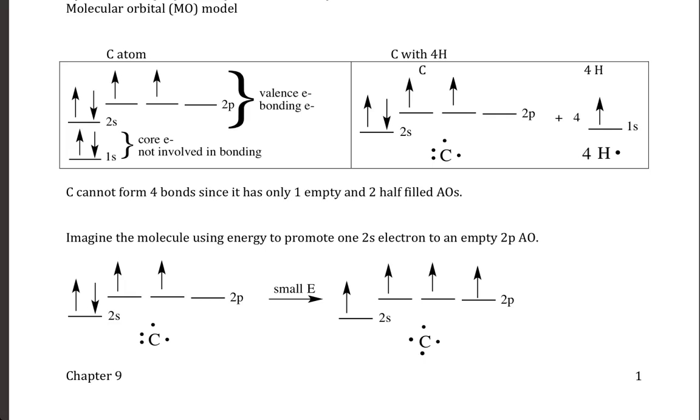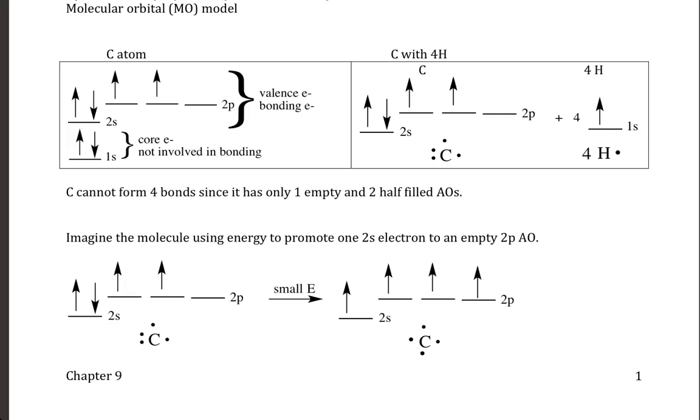We have 4 hydrogens, and each hydrogen has 1 1s electron. So we can picture hydrogen with an electron there, and 4 of them. Carbon cannot form 4 bonds since it only has 1 empty and 2 half-filled atomic orbitals ready for taking on more electrons in the formation of the CH4 molecule.